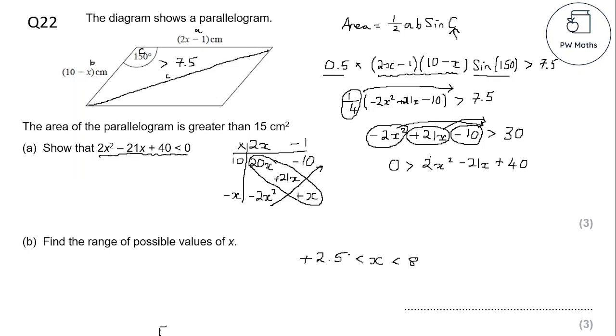Now it's always worth double checking. Does 2.5 work? 2 times 2.5 minus 1 is a positive number. 10 minus 2.5 is a positive number, so that works. And 8. Does 8 work? 10 minus 8 is 2. That's a nice positive number. 2 times 8 minus 1 is 15. Nice positive number. So my final answer, 2.5 is less than x, which is less than 8. They do like to write questions where one of the numbers won't work.